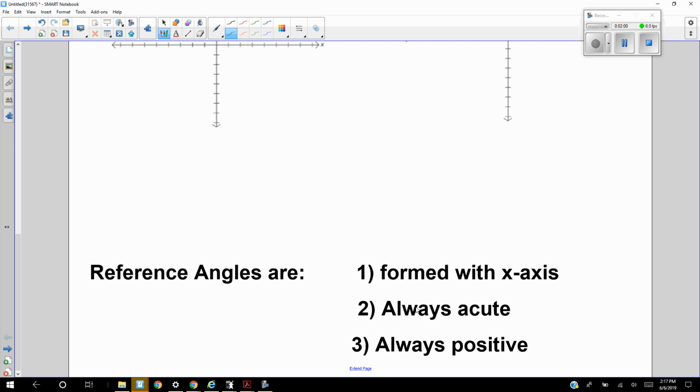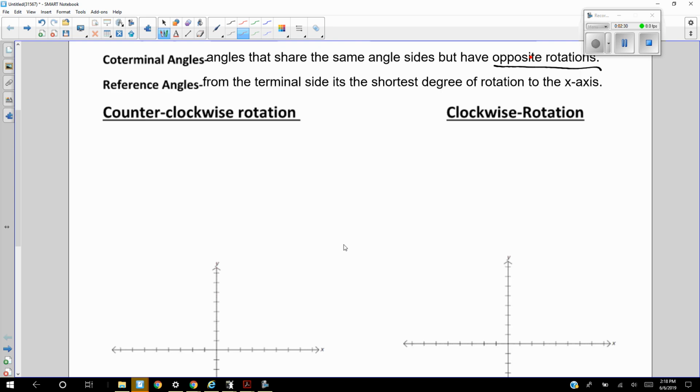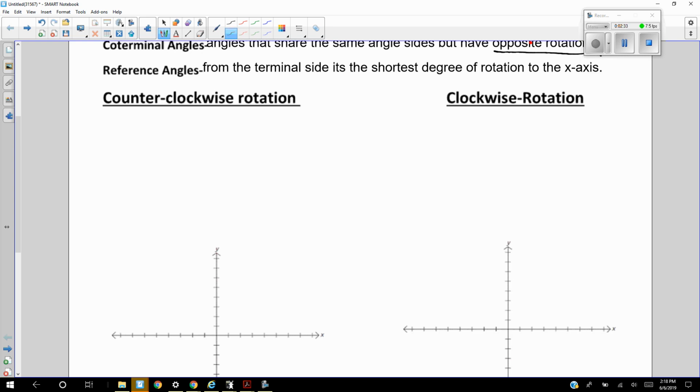What reference angles are: they are angles formed with the x-axis always. Reference angles are always acute, meaning they are less than 90 degrees, and they're always positive. You cannot have a negative reference angle. These are going to be really useful when we start talking more about the unit circle. But for right now, there's just a vocab word. You need to know all three of these things about reference angles. So let's sketch just a couple examples.